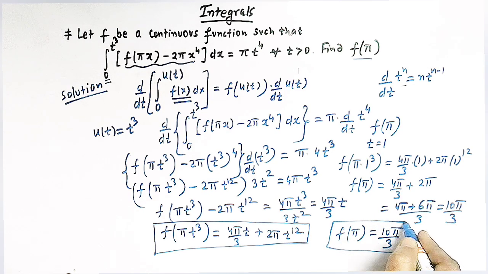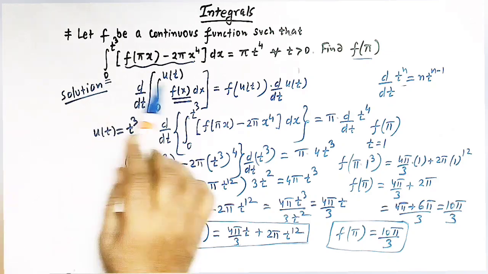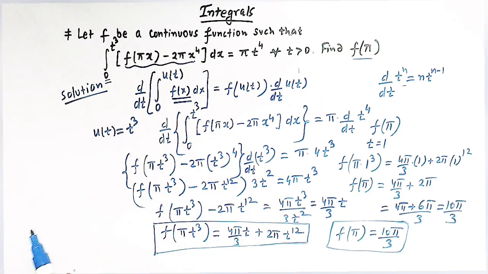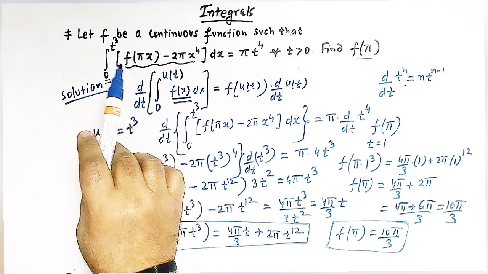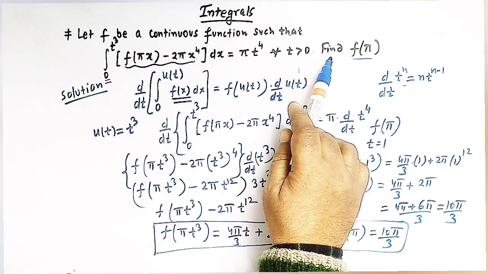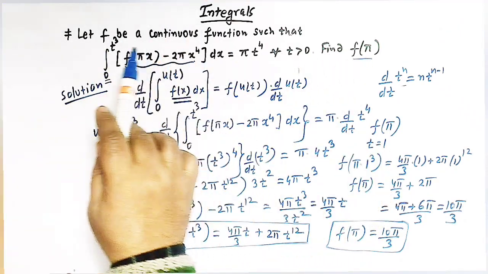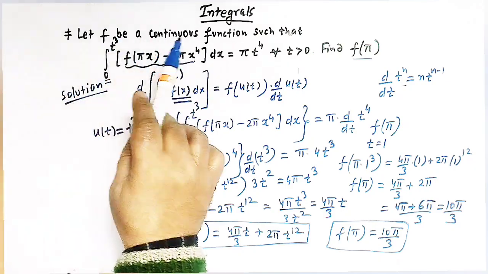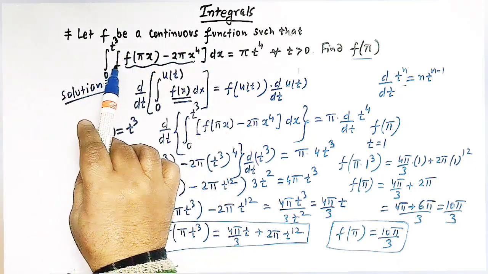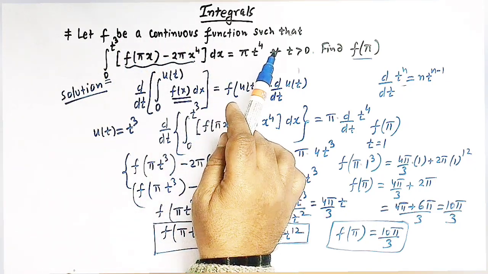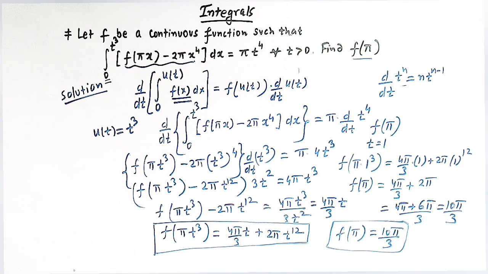So viewers, this is how by the application of Leibniz integral rule, we can easily find out the value of f of pi. And when it is given that this function f is a continuous function which is defined by this equation for all values of t greater than 0.